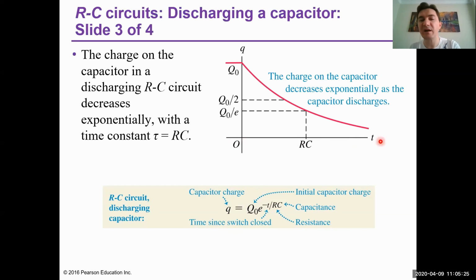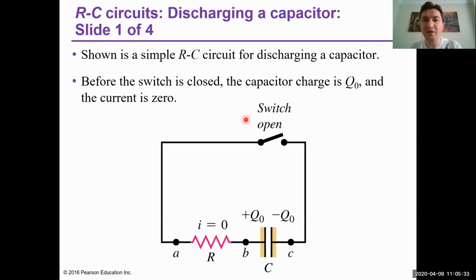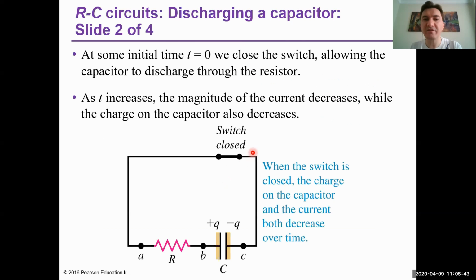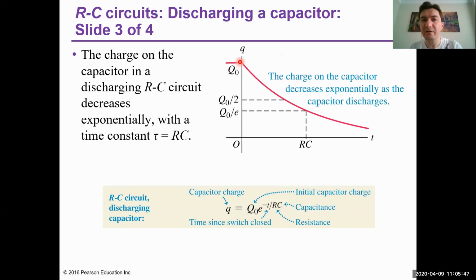Here we have the graph of that expression. This is the time axis. This is the charge axis. At the beginning, when the switch is open, the charge is given by the initial charge. The final charge of the capacitor Q is 0. Then whenever we close the switch, current starts to flow within the circuit, then charge decreases by time with that expression.